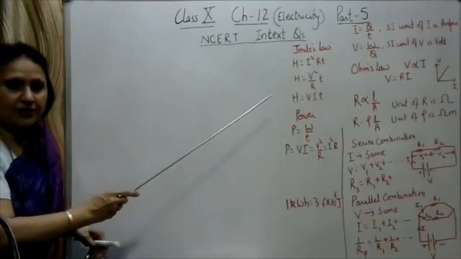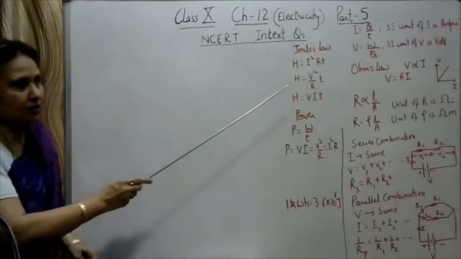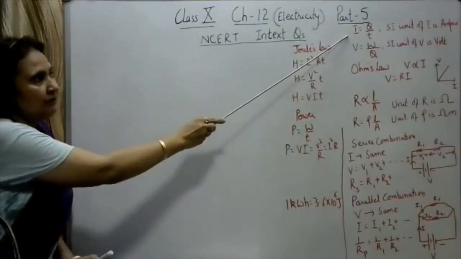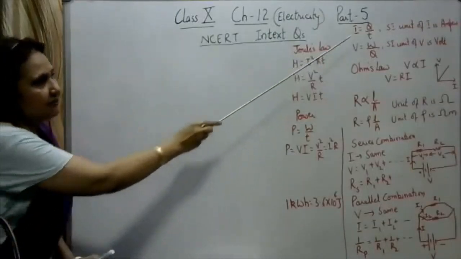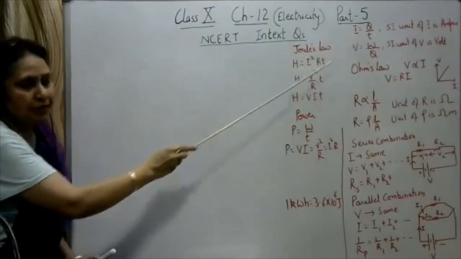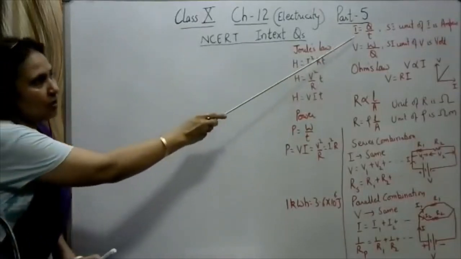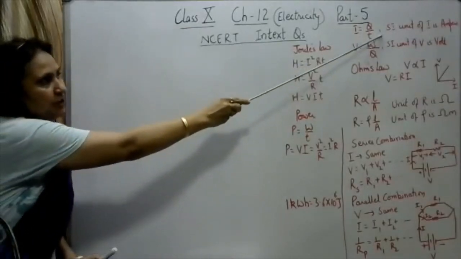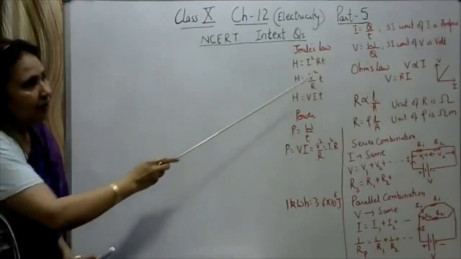Okay, let's revise what we have done in this chapter. All the formulas are written over here. The first topic was current. Current is defined as the charge flown per unit time. So I is equal to Q upon T. And the SI unit of current is ampere.